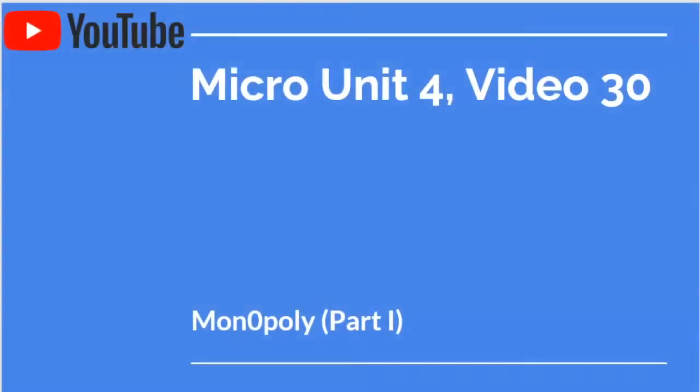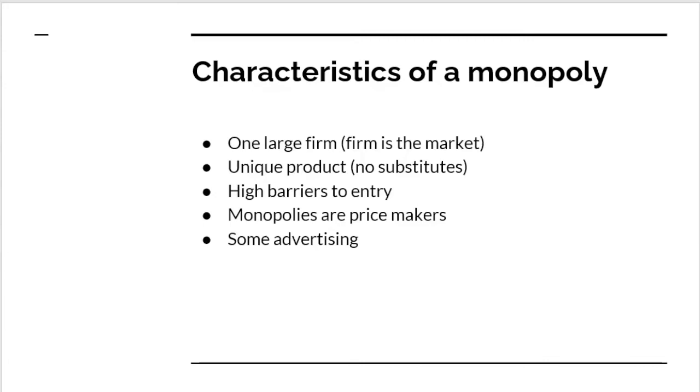All right, so monopolies. As stated in the intro, this is going to be a two-part video. The first part is just the basic stuff, and in the second part we're going to go a little bit more in depth. So let's get started. The characteristics of a monopoly. The first one is that there is one large firm, that the firm is the market itself.